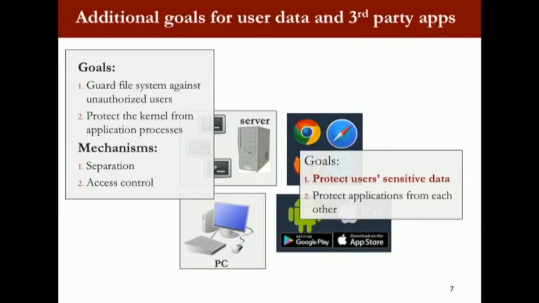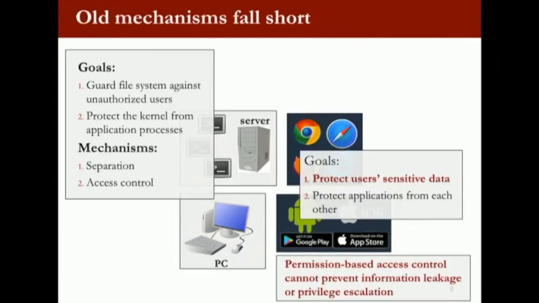We are also in a time where it's very easy to install third-party applications onto your computer. You just go to the App Store, you say I want to install this, I want to install that. It's really easy to install potentially malicious applications. So in addition, we also want to protect applications from each other, because it's very easy to have mutually distrusted applications installed on the same platform. Now, in these systems, for example in Android, they're still using permission-based systems. However, I want to argue that the permission-based system is not enough to prevent information leakage or privilege escalation.